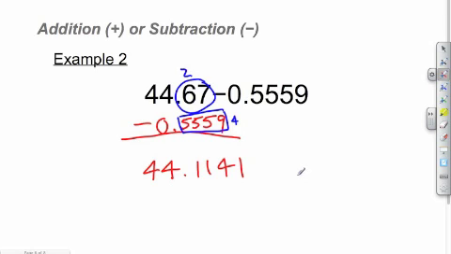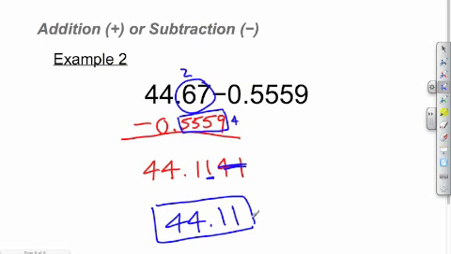Alright, now remember, this answer can only have 2 places after the decimal according to our rule for addition and subtraction. So the second place after the decimal is right there. I look at this 4 to see if it will round to 1. It does not. So I'm going to take off these last 2 digits, and now my answer is 44.11.